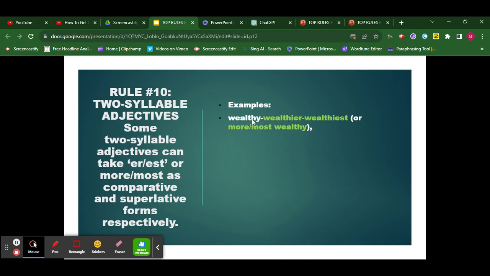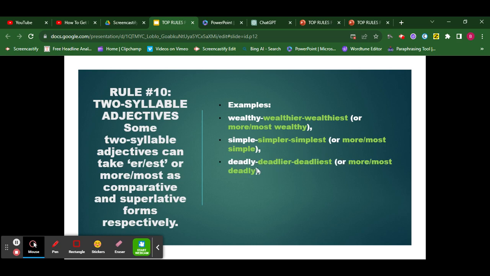Wealthy, wealthier, wealthiest. So it's a two-syllable adjective. So you may choose to use wealthier and wealthiest to compare something that is wealthy. Or you can say more wealthy or most wealthy. So those are alternatives. Another example is simple, a two-syllable adjective. So you can say simpler or simplest. Alternatively, you can say more simple or most simple. That's the rule.